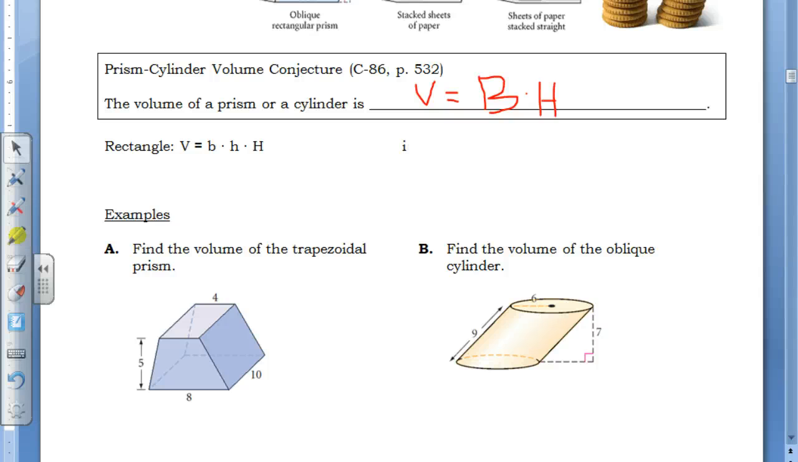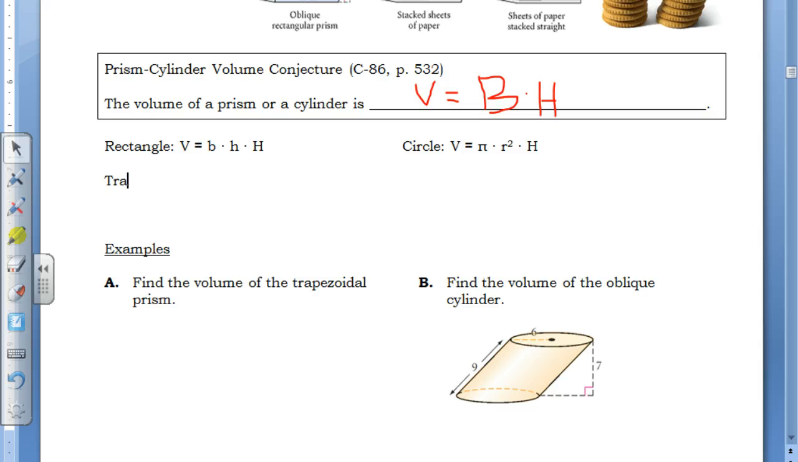If I have a circle on the bottom, meaning I have a cylinder, then the volume will be pi times the radius squared. That is our formula for the area of a circle, and then again times the height, because that's how many circles or layers would fit inside the shape.